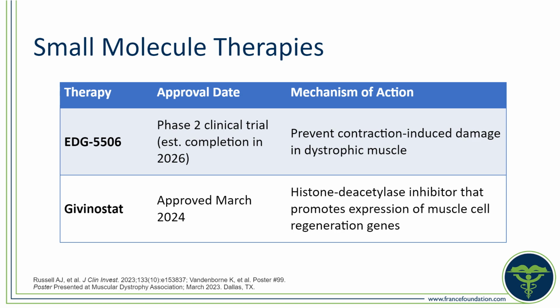Finally, I'm going to review small molecule therapies here and cell-based therapies as the final approach for the treatment of Duchenne muscular dystrophy. Small molecules, briefly here, EDG 5506, which we will talk about first, and then givinostat, which was recently approved for Duchenne muscular dystrophy.